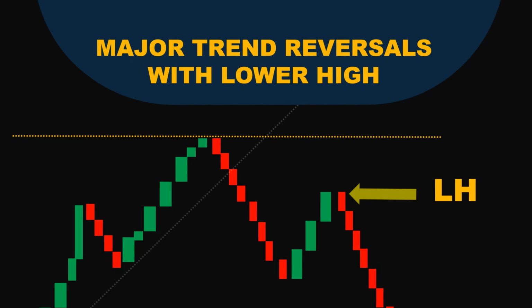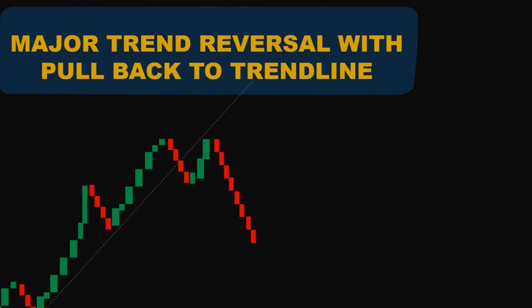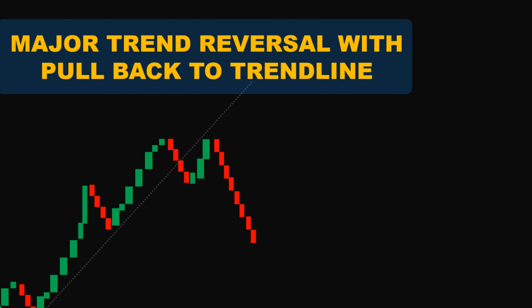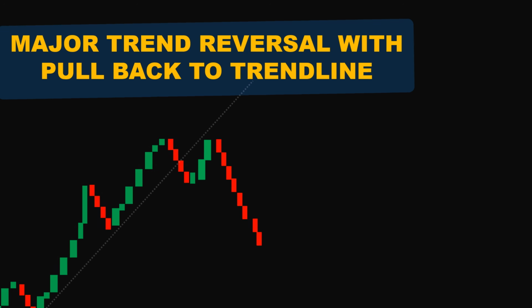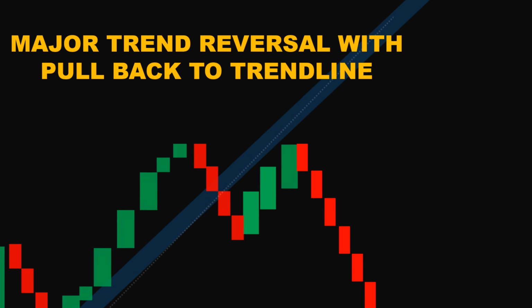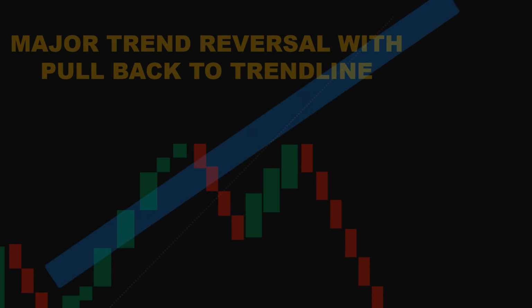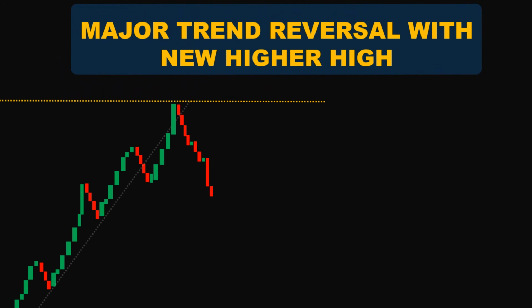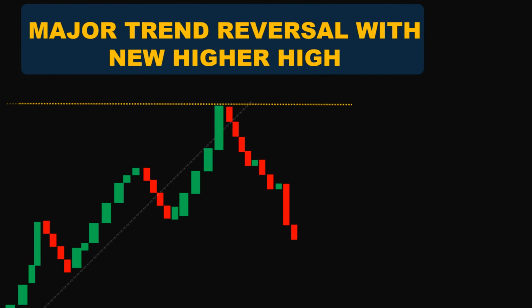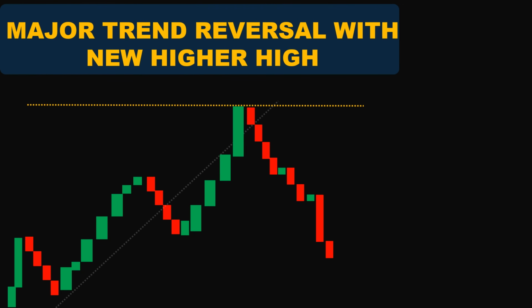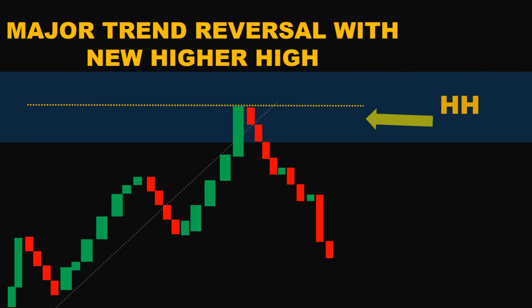Major trend reversal with pullback to trend line. Look at this diagram. Price after breaking the trend line has a pullback to it again. Then the second leg pullback starts and exceeds to new lower lows. Finally, major trend reversal with new higher high. In this case, after breaking the trend line, price continues to make a last higher high, but from there it changes course and a major trend reversal undergoes in the market.